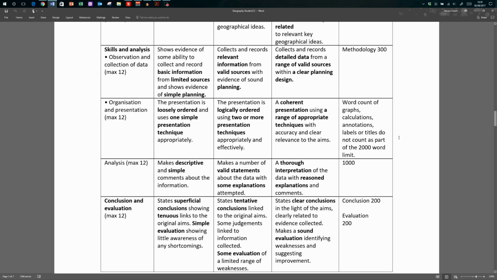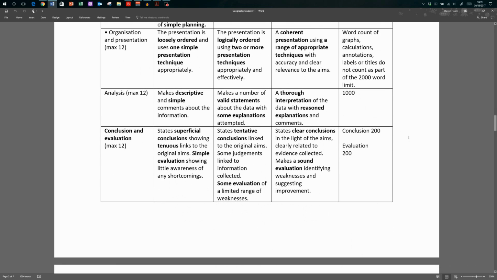The analysis is always the largest single part of your coursework. So you should spend about 1,000 words out of your 2,000 words on this part, about half of it. Conclusion and evaluation, these should be about 200 each.